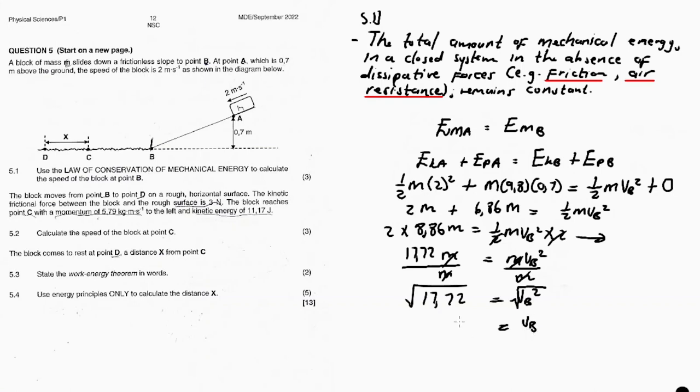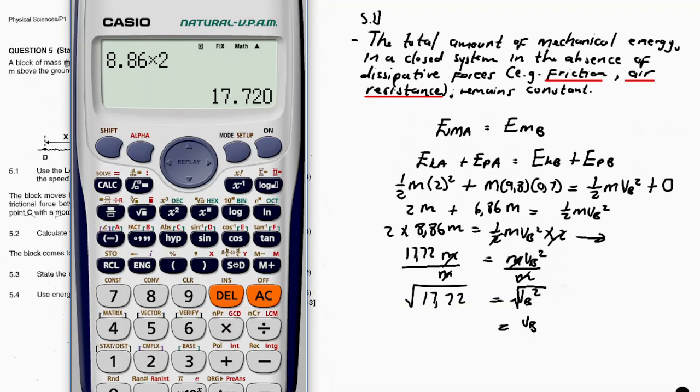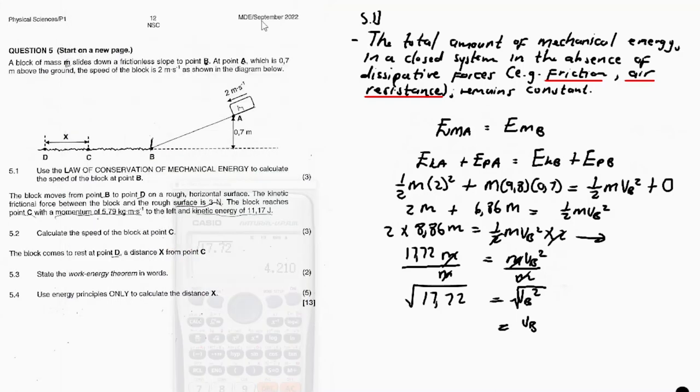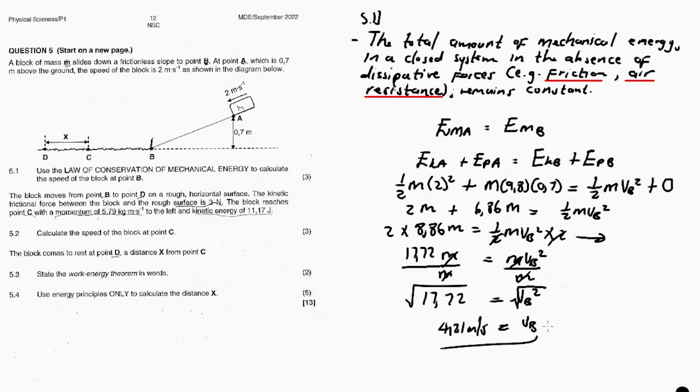VB is equal to the square root of 17.72, which is 4.21 meters per second. So this is our answer for 5.1.